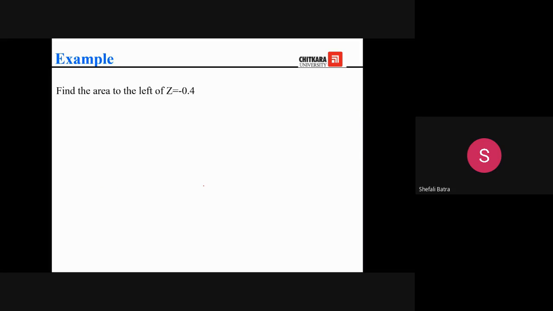Now, this is for you. Just take 1 minute and let me know what will be the answer. You need to find out the left of this. Again, I'm drawing this bell curve for you. And let's say this point is minus 0.4. So you need to find out the left of this. So left of this means you need to find out this area. Now do it and let me know what will be the answer.